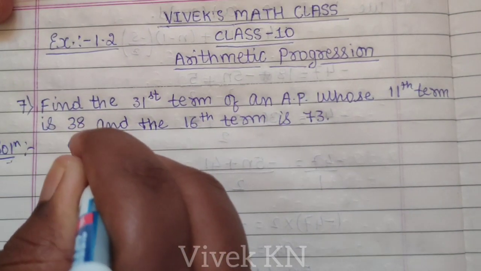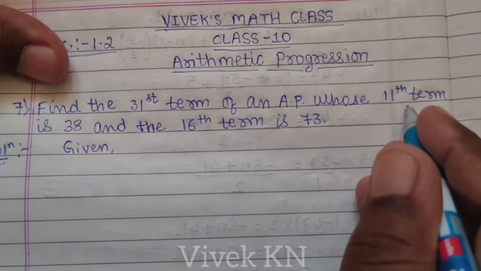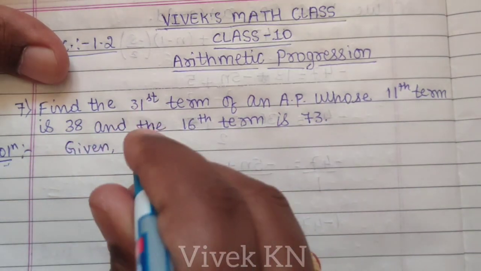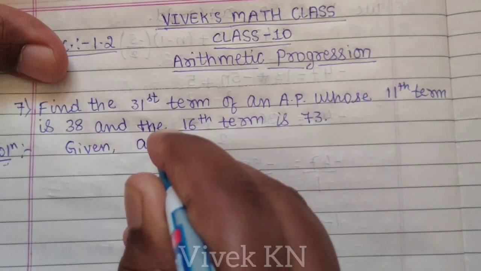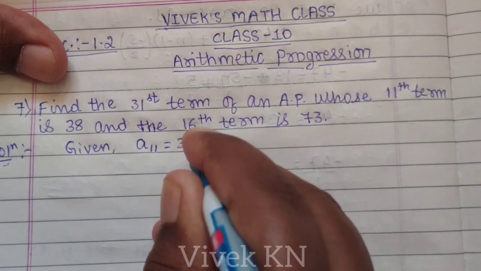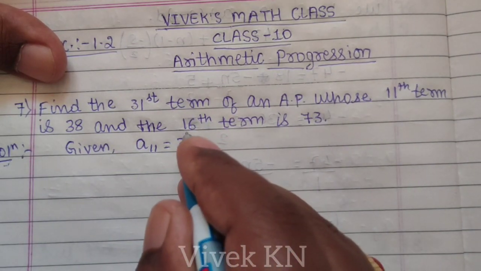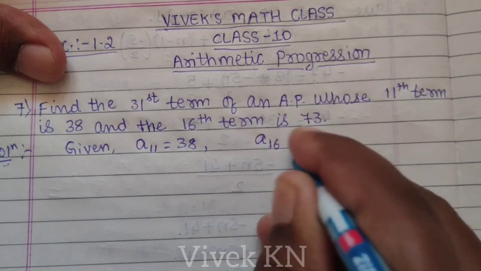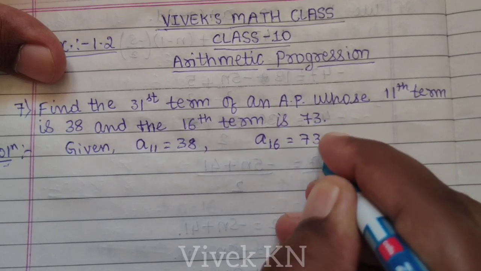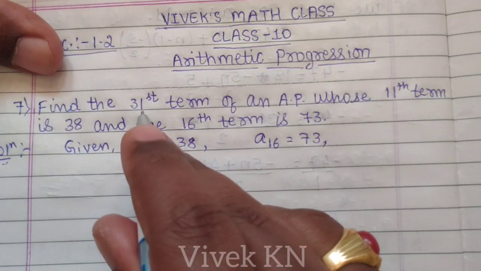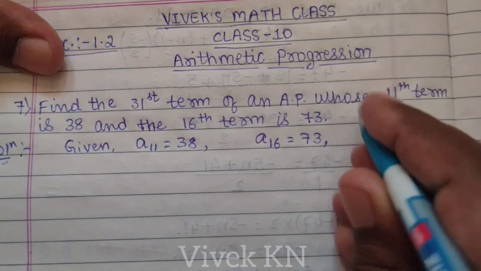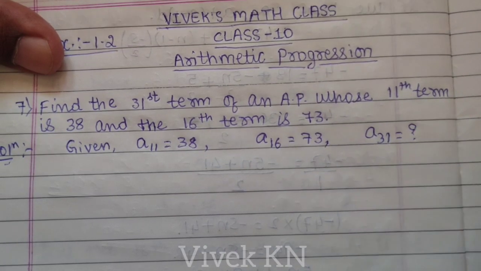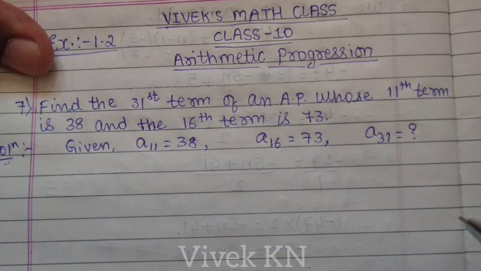Given: in this question they have given the 11th term of an arithmetic progression is 38, that is A11 is equal to 38, and the 16th term is 73, that is A16 is equal to 73. We have to find out the 31st term of an AP, A31.